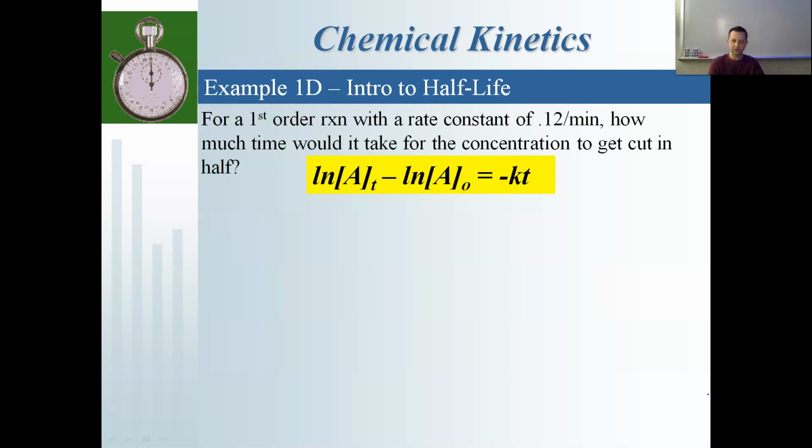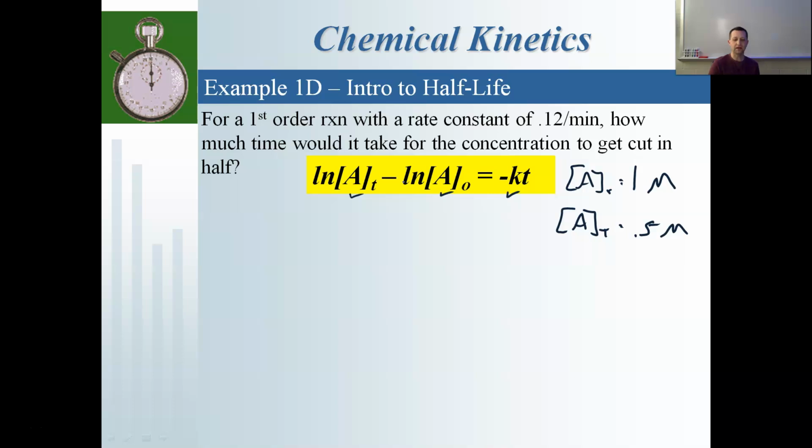Now it's not giving us a concentration here, but that's fine. What we can do is say that my initial concentration, let's just say my A sub 0 is 1 molar. And I want it cut in half, so my A sub t is 0.5 molar. So I have k, I have my initial concentration, which I'm saying is 1, and my final concentration, which I'm saying is 0.5. I want to solve for t.